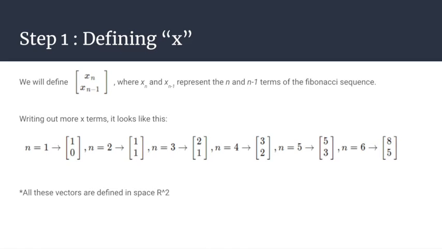We will define x_n and x_(n-1), which represent the nth and (n-1)th terms of the Fibonacci sequence. To show it to you in a more visual manner, writing out more x terms would look something like this. For n equals 1, the first term would be the vector [1, 0], and the second term would be the vector [1, 1]. The third term would be [2, 1]. The fourth term would be [3, 2], and so on. All these vectors are defined in the space R squared.